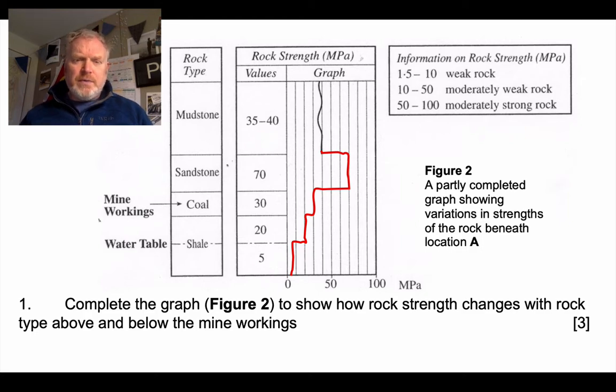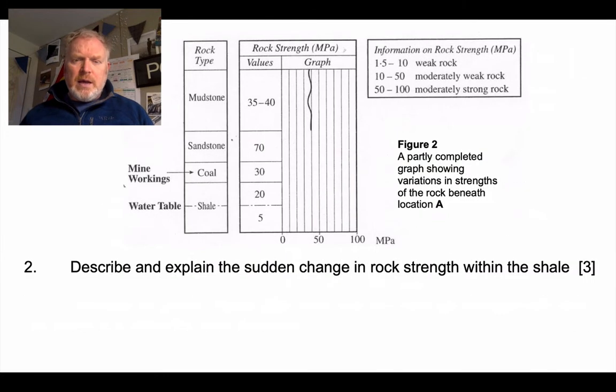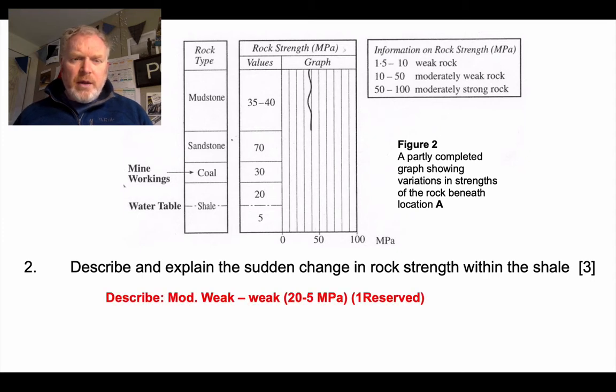Question 2 then asks you to explain this change in rock strength within the shale. Now, by looking at this graph, it should be pretty obvious. First of all, we have to describe it. So we go from moderately weak rock down to a weak rock, from 20 down to 5 megapascals, or the other way around if you're looking at it from the bottom up. So reserve a mark for that, you need to have some description.